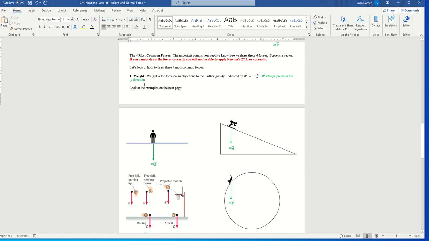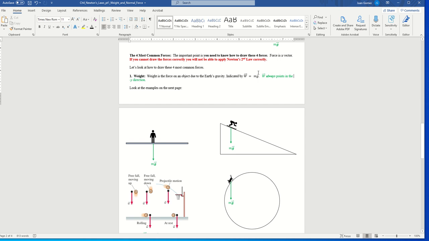Well, the first one I call weight. It's the weight force. And what is weight? Weight is the force on an object due to the Earth's gravity. We use an uppercase W for weight. It's a vector, and weight is simply equal to mg.